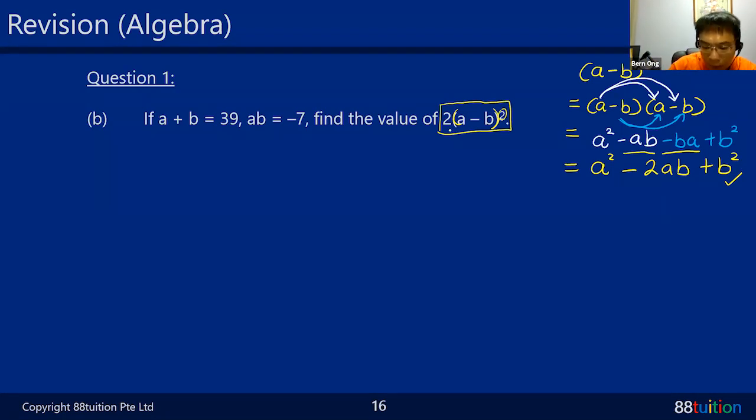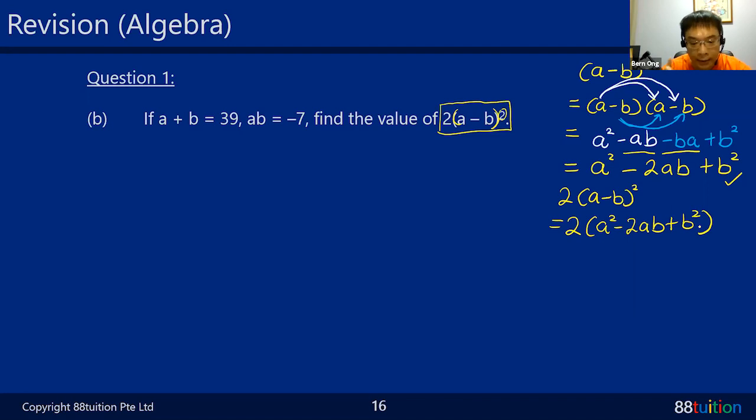So down here, if you have 2A minus B squared like that, it simply means 2 with this: A squared minus 2AB plus B squared. All right, so that is the question. You expand it out. Then now you look for the clue.